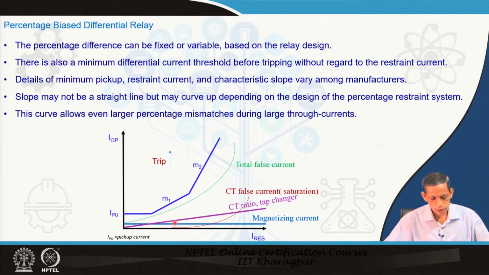So, that is why CT ratio mismatch leads to more and more unwanted differential current with larger values of through current. Through current larger means restraining current also becomes larger. So, that is why the line becomes like this.